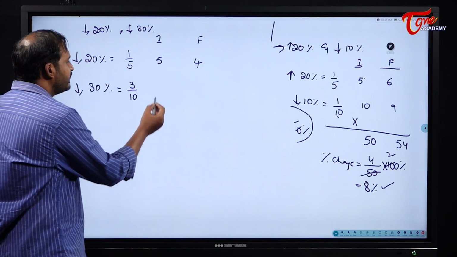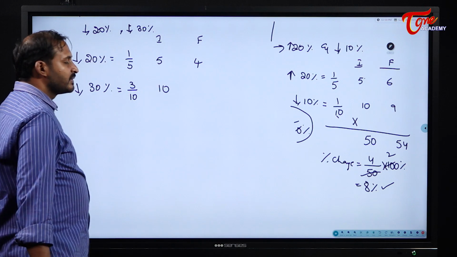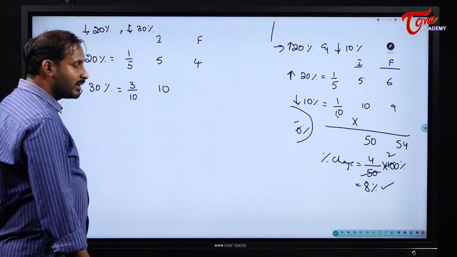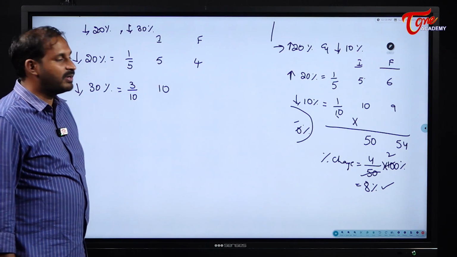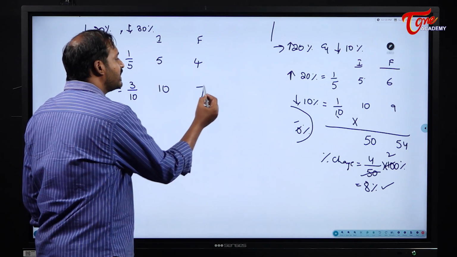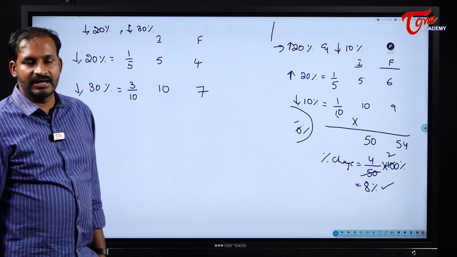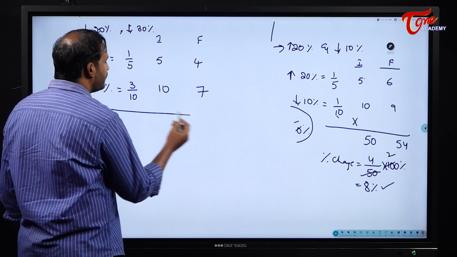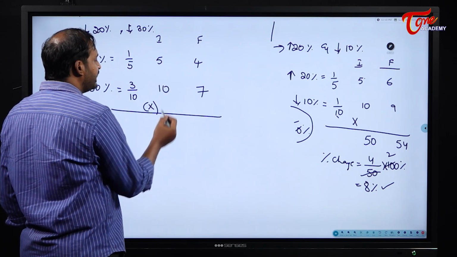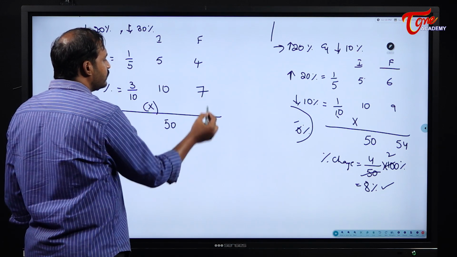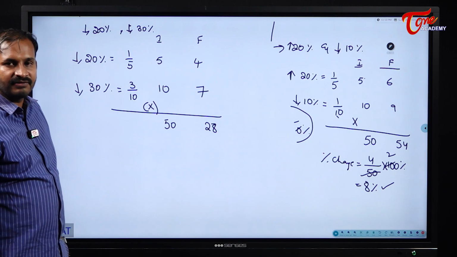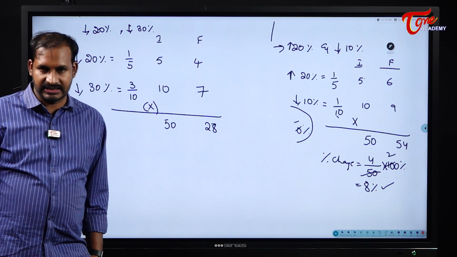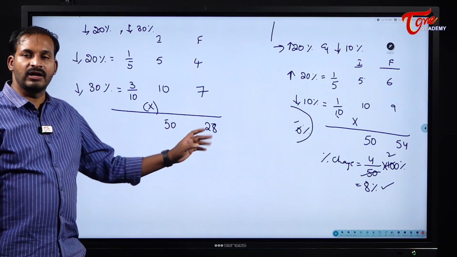Okay, good. So if the initial value is 10, what about my final value? 10 minus 3. 10 minus 3 is how much? 7. So the final value becomes 7. So now multiply them. 5 tens are 50. 4 sevens are 28. Whether the value increased or decreased, initial and final, definitely decreased, sir. From 50 it is falling down to 28, right?